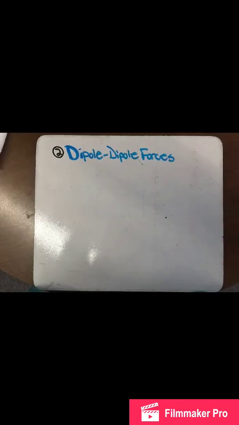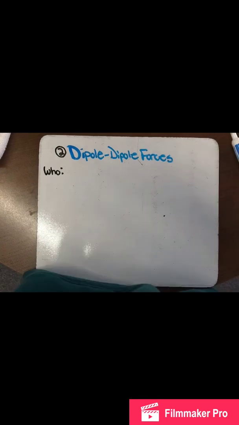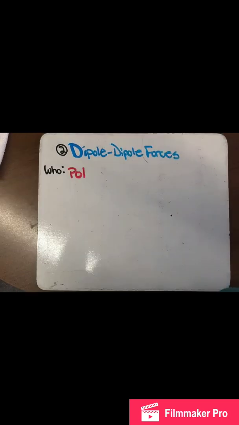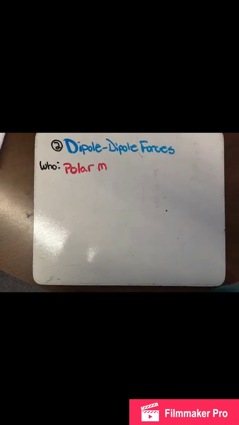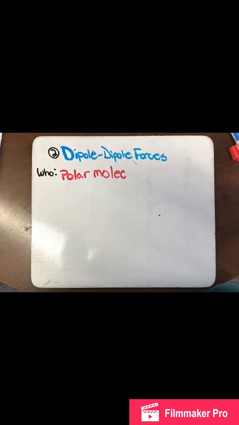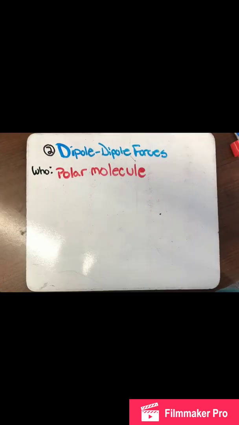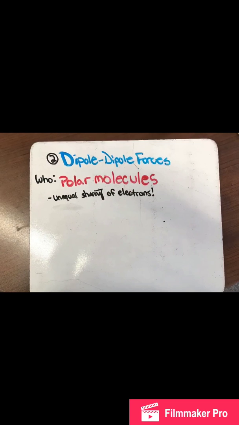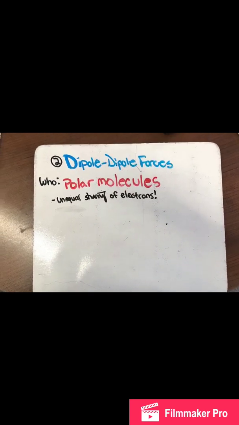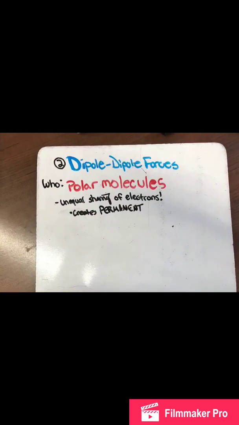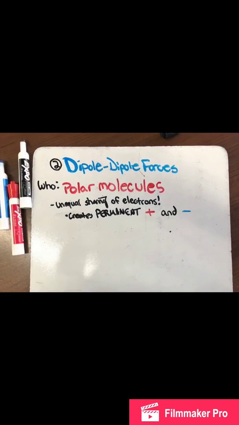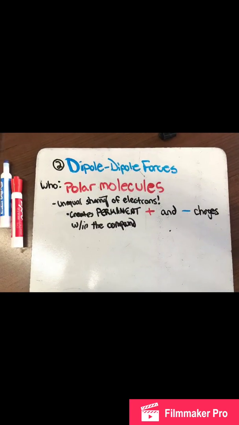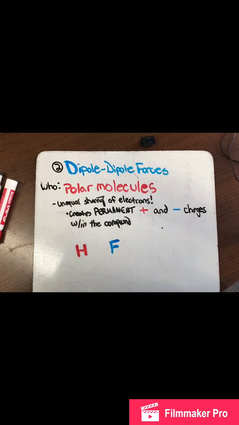The second type of intermolecular forces are dipole-dipole forces, and who has them? And the answer is polar molecules. Now, if you remember, polar molecules are still covalent bonds, but what's important about them is that they have an unequal sharing of electrons, and this effect creates permanent positive and negative charges within the compound. Let me provide an example with hydrogen and fluorine.